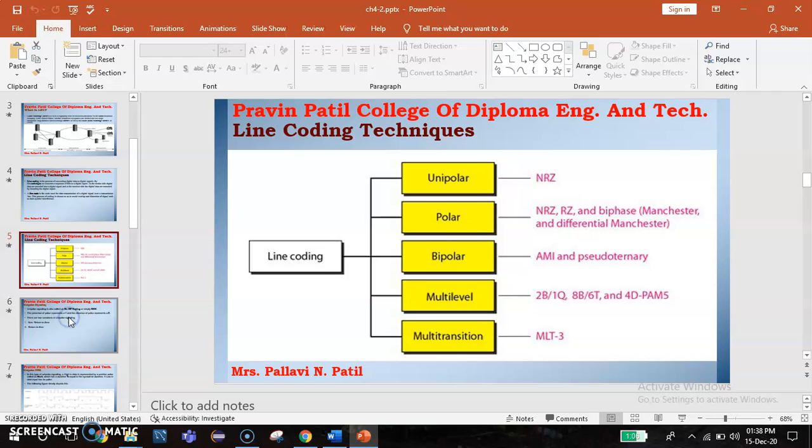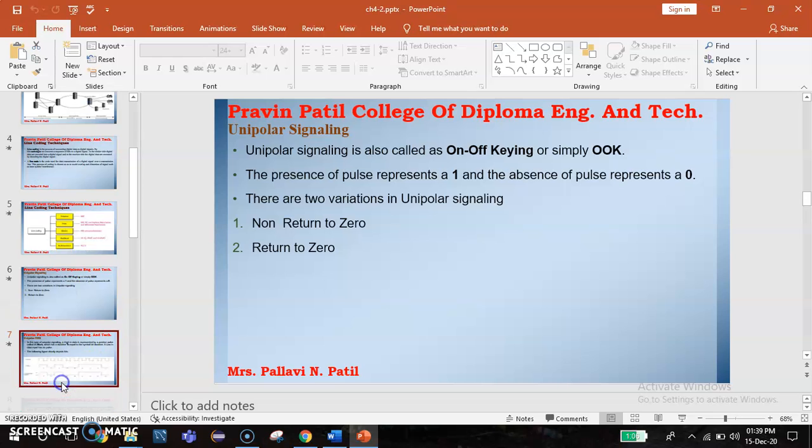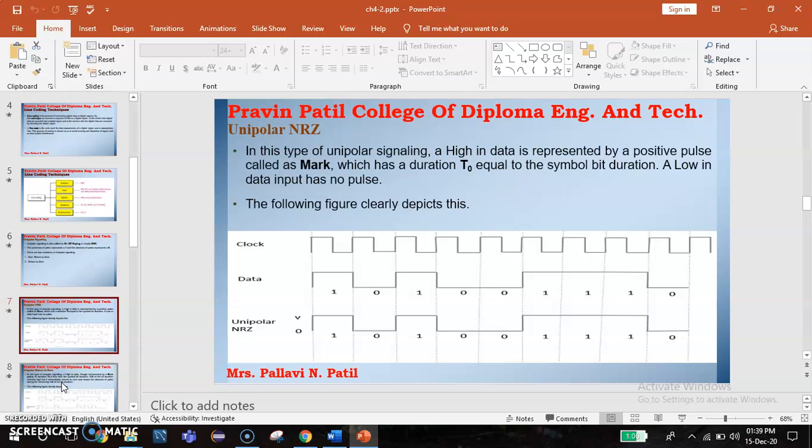The first is unipolar. Unipolar signaling is also called on-off keying, or simply OOK. That is on-off keying. The presence of a pulse represents 1, and the absence of a pulse represents 0. Present is 1, absent is 0. There are two types of unipolar signaling: non-return to zero and return to zero. Let's see the first unipolar, that is NRZ.